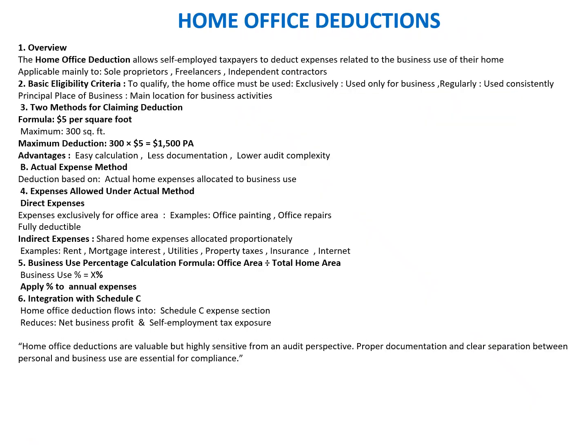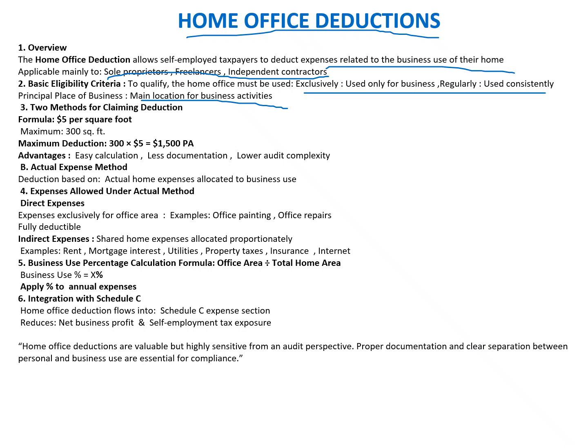Okay, so home office deductions, what are these? When we are using the home as a place of business, what kind of deductions are typically allowed? A home office deduction allows a self-employed taxpayer to deduct the expenses related to the business use of their home, applicable mainly to sole proprietors, freelancers and independent contractors. The basic eligibility criteria is that the home office must be used exclusively and regularly for the business, and must be the principal place of business, the main location of the business activity, where the person is residing.